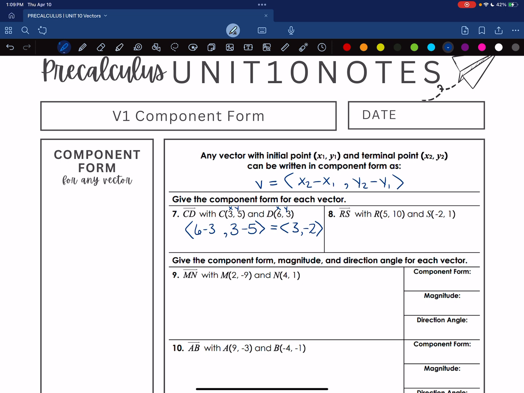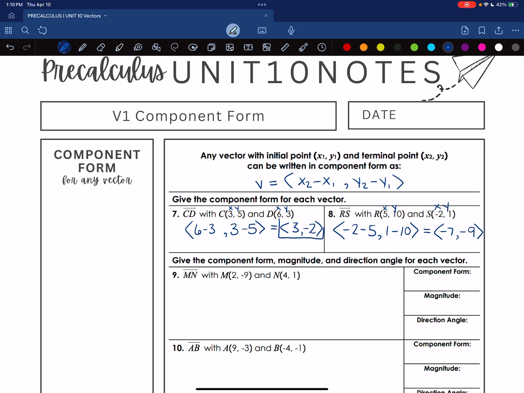Can you write the component form for vector RS? All right, well, it would be the difference of your x values. So I always label them -2 minus 5. And then the difference of your y's, second one first, 1 minus 10. That's going to be -7, -9.